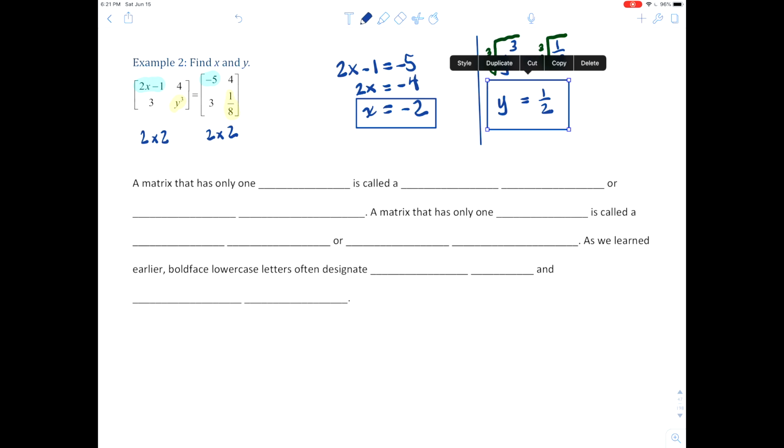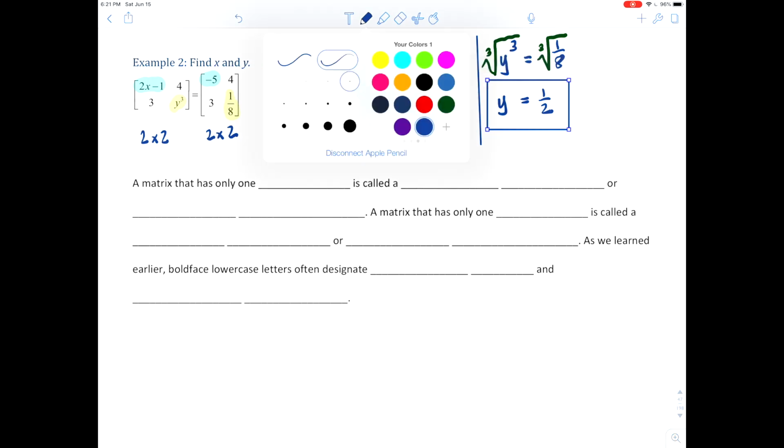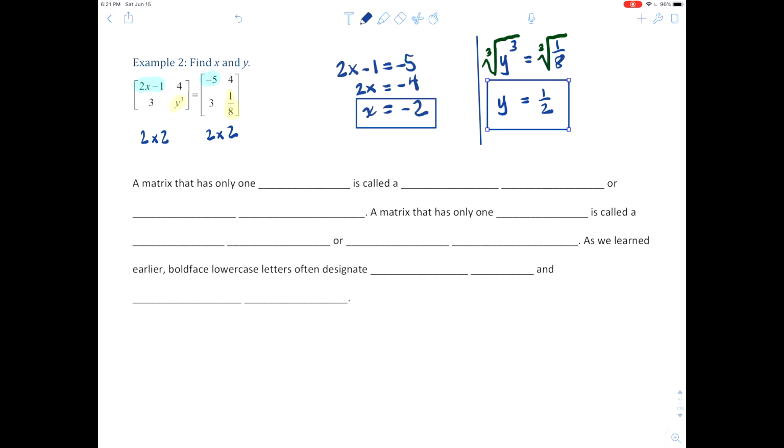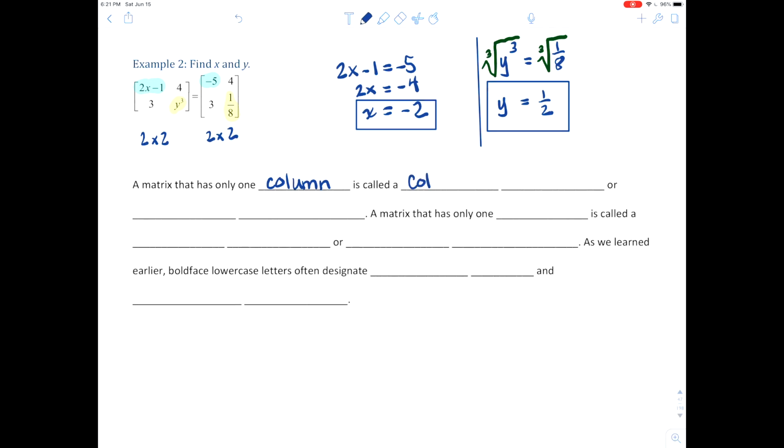Alrighty, so moving along, a matrix that has only one column is called a column matrix. Wow, something in math is named very aptly. I love it when that happens. Or column vector, depending on how you want to think about it.